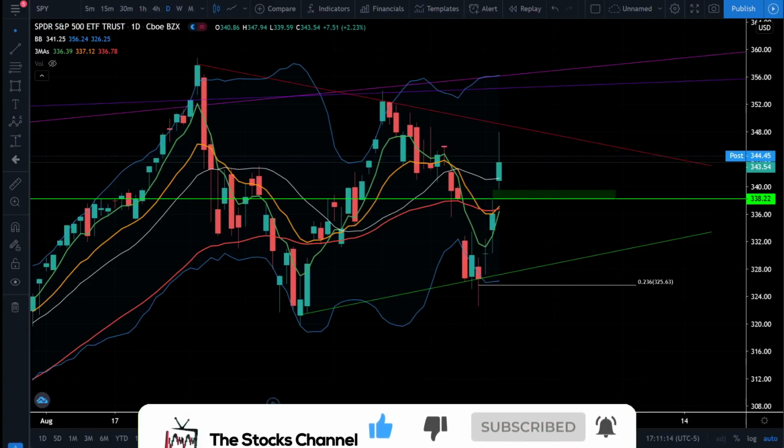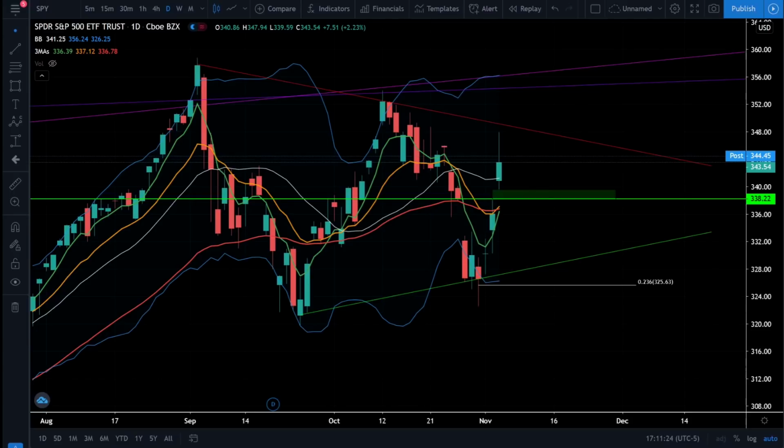First up, we're going to take a look at the S&P 500 SPY ETF. So let's crack open this chart and see what's going on in the stock market today.